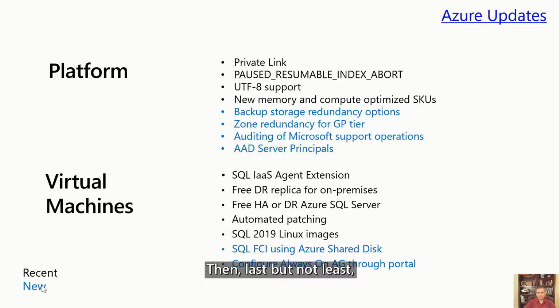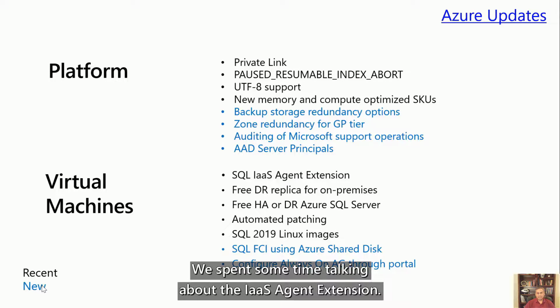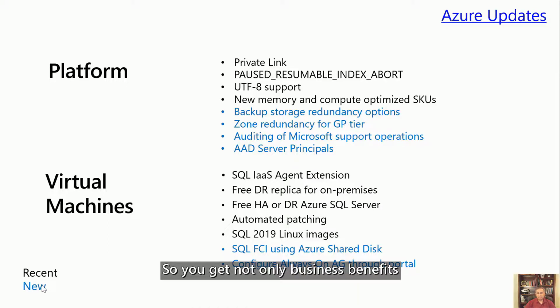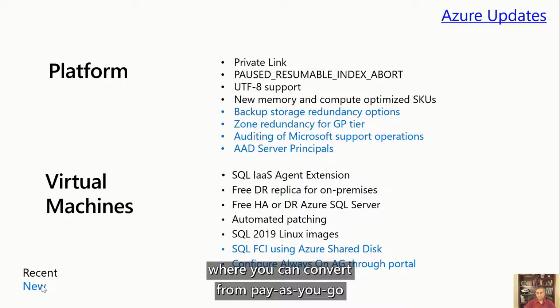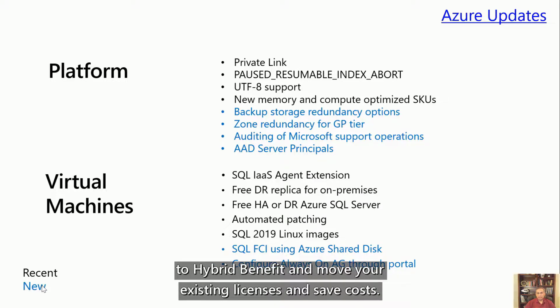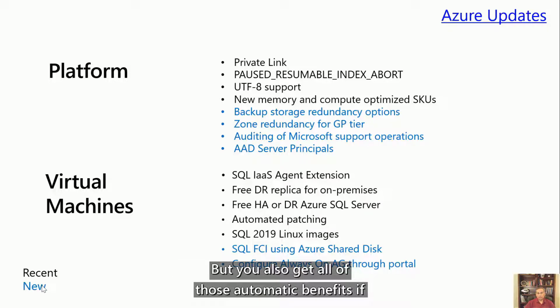Then last but not least, moving to the IaaS side on the VMs, we spent some time talking about the IaaS agent extension. So I will definitely encourage you to install that, so you get not only business benefits, where you can convert from pay-as-you-go to hybrid benefit and move your existing licenses and save costs, but you also get all those automatic benefits if you do it in full mode, where you can do patching, upgrades, simplified HADR deployment, etc.